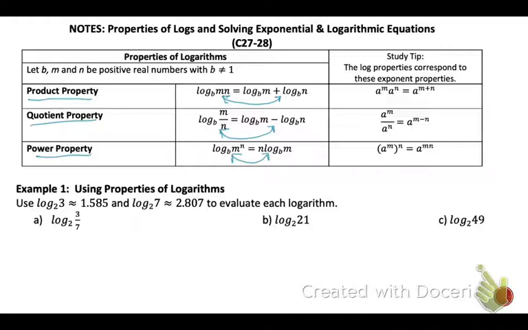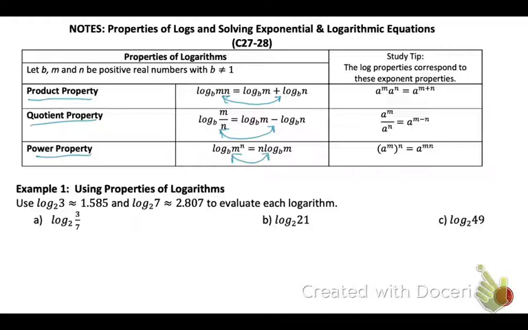Now, let's look at example 1. So we're given two values: log base 2 of 3 is approximately equal to 1.585, and log base 2 of 7 is approximately equal to 2.807. So we will use those values and properties of logarithms to evaluate each one of them, rather than putting them on our calculator.